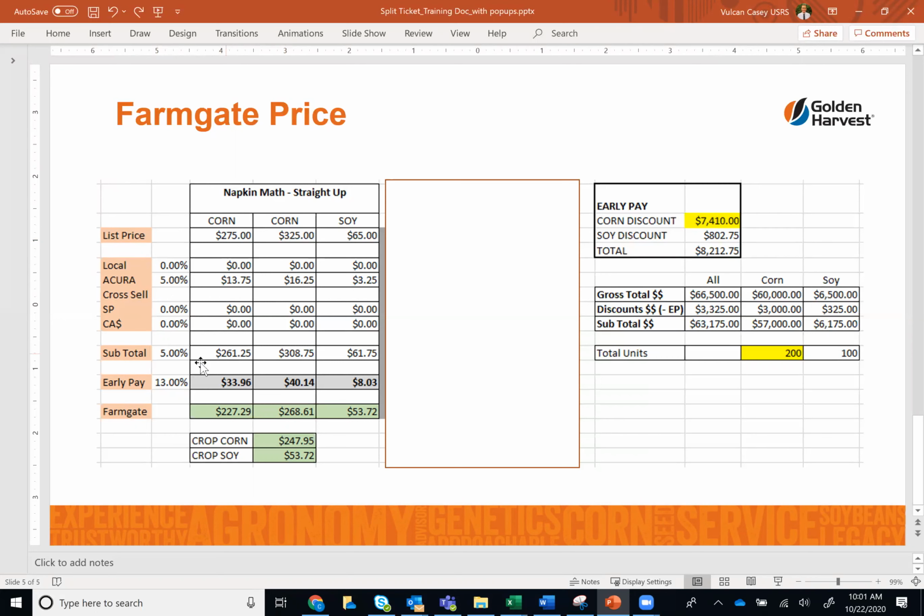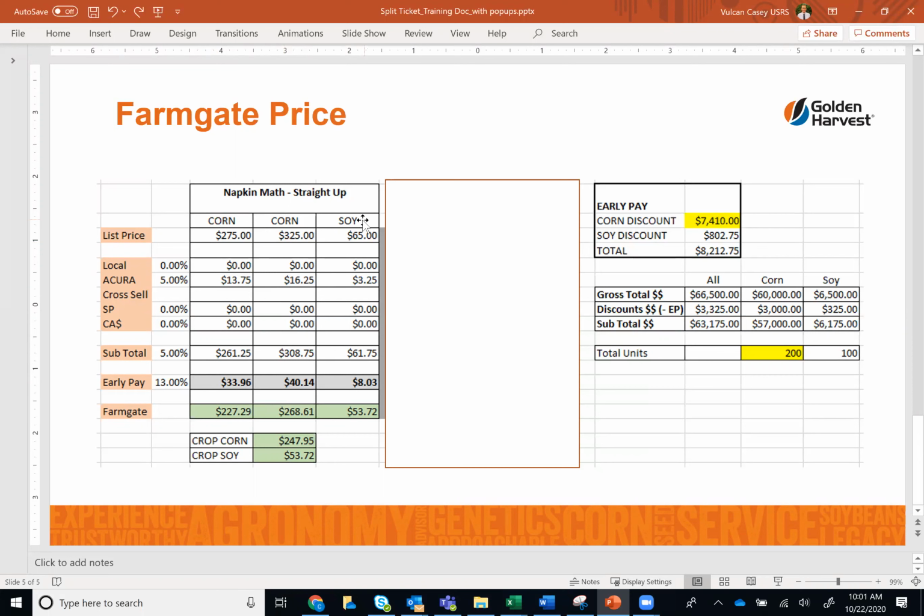for that product. Now, when I take into consideration the 13% early pay, paying at the first cash period, that should be another $33.96 off, giving you a total farm gate for that product of $227.29. Similarly, for the next corn product, which starts at $325, I'm taking my 5% discount off of $16.25. Then I'm going down to my subtotal of $308, take off my 13% early pay, get $268.61.